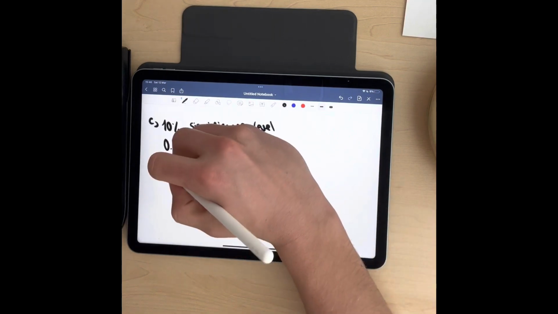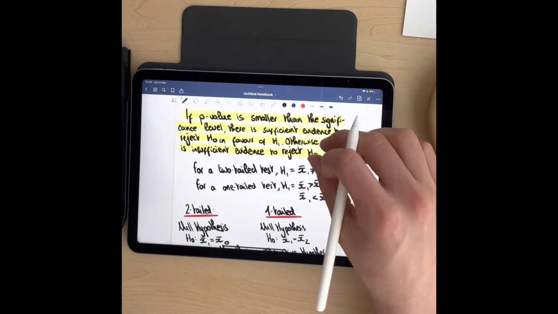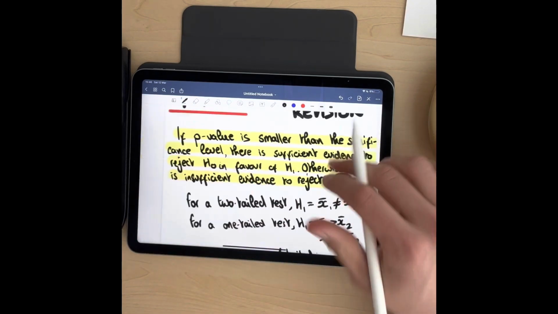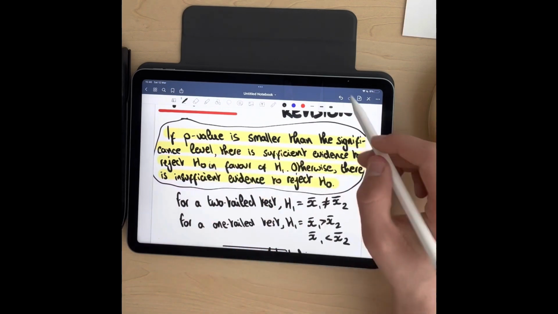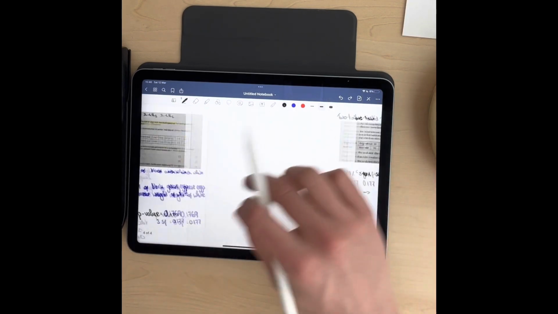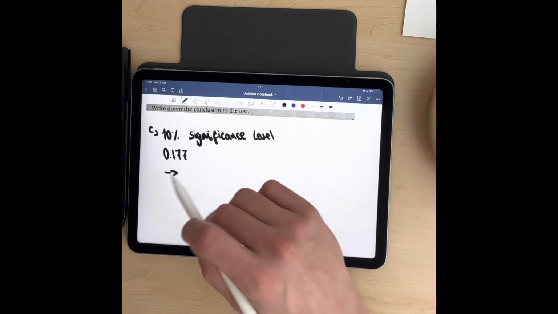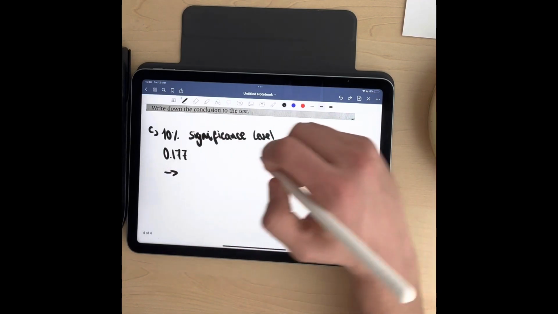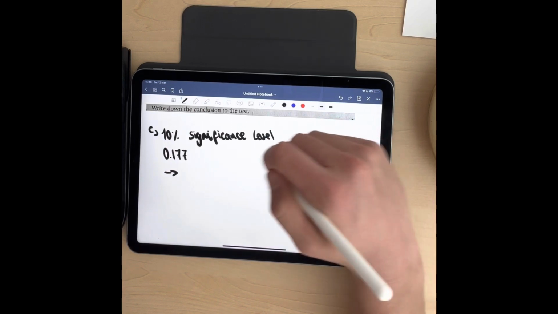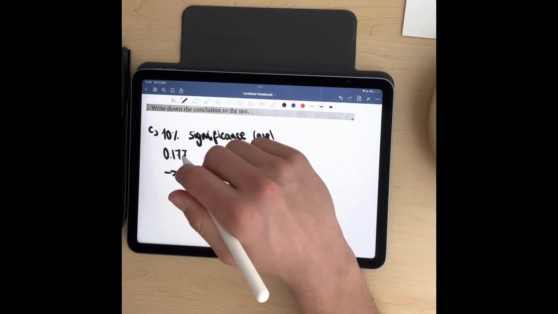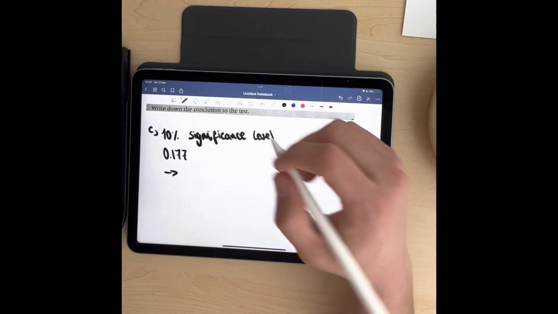Okay, now that we have this, it's essential that we go back here and we remind ourselves of this thing here. This is the most important thing you guys have to know, right? You guys have to remember this, memorize it. And you want to go here and yeah, so what do we see? So this 10% is equal to 0.10, which is evidently smaller than 0.177. So what do we do?